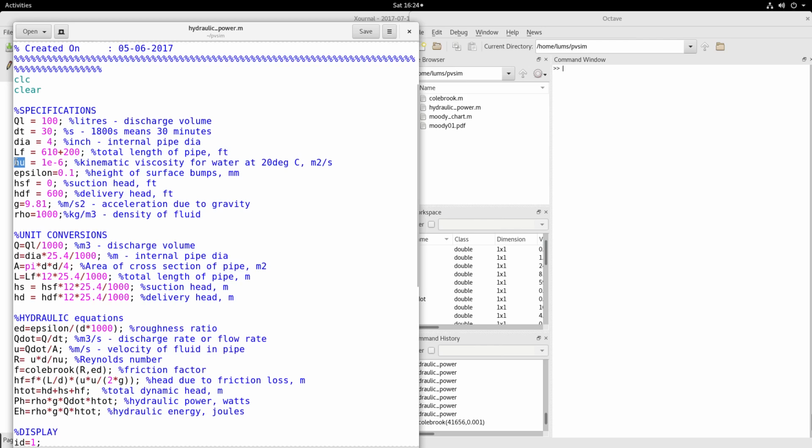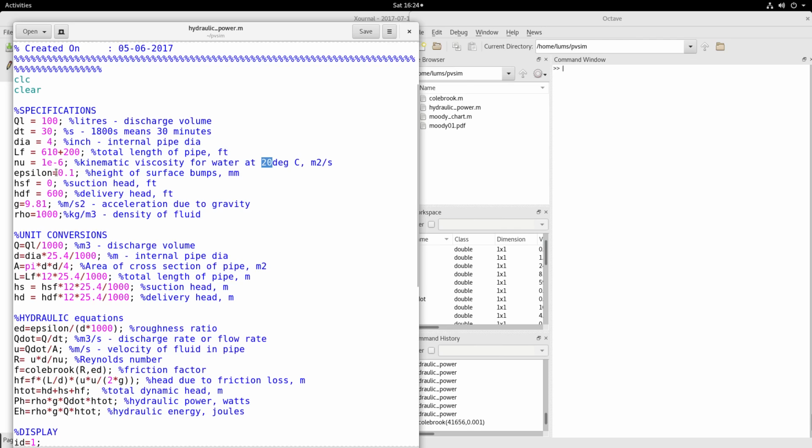Nu is the kinematic viscosity. You will have to look into the science tables. It is a function of temperature. So at 20 degrees Celsius, it is 1 into 10 to the power of minus 6 meter square per second. At 50 degrees centigrade, I mentioned earlier, it is 0.55 into 10 to the power of minus 6 meter square per second. So look into the science tables to get the kinematic viscosity value.